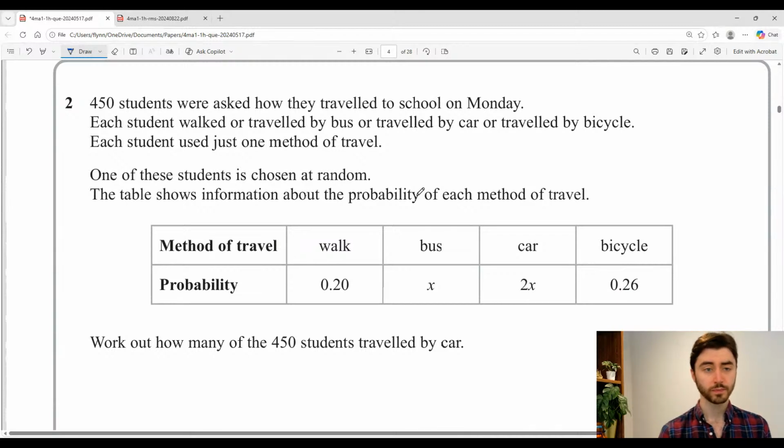Question 2. We have 450 students asked how they travel to school on a Monday.